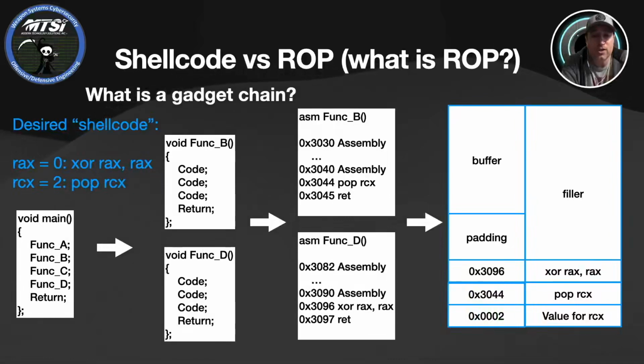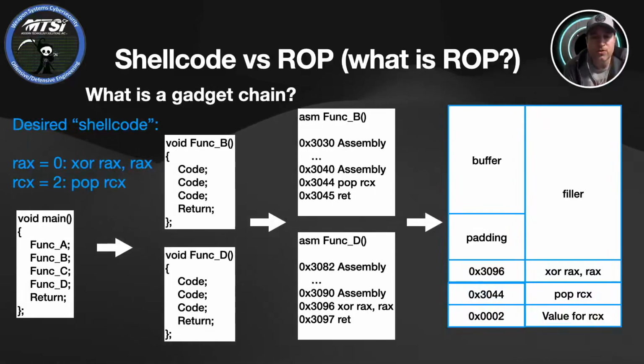And it goes into address 3096, which goes into the middle of function D. It runs XOR RAX RAX. It doesn't care that it's in the middle of a function. It doesn't care that it wasn't the original function that it was supposed to go to. It just says, I'm going to go there and I'm going to see valid opcodes and I'm going to execute them. So we go to 3096. We XOR RAX with itself. That zeroes it out. And then the ret call is made at the end of function D.